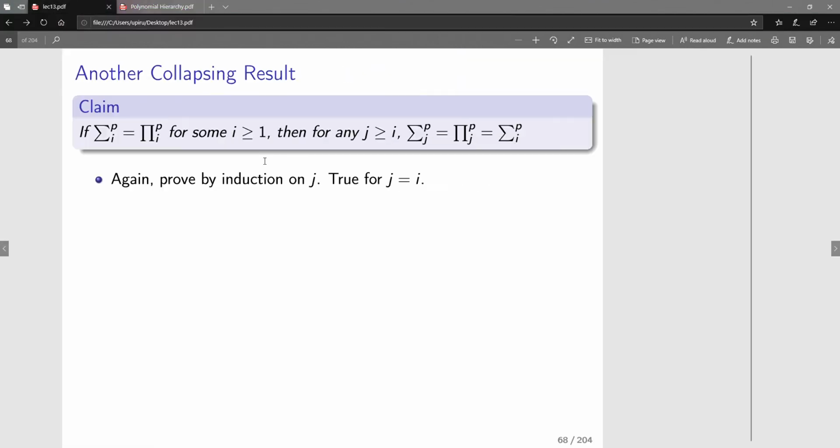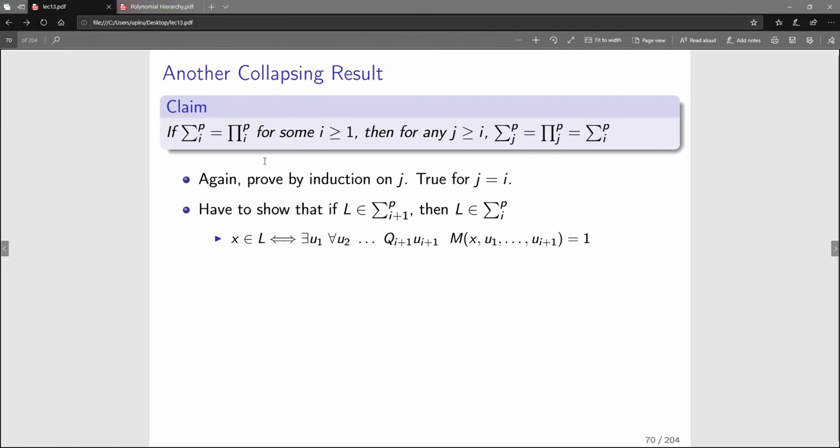Let's see if we have anything from this, another collapsing result. Till this point, we have shown two collapsing results. First, if NP equals P is proved, we can show that the polynomial hierarchy collapses to the P level, to the very base. And if some sigma is equal to pi at some level i, then the polynomial hierarchy ends at that level. There is nothing further than that. All of the polynomial hierarchy beyond that collapses to that one.